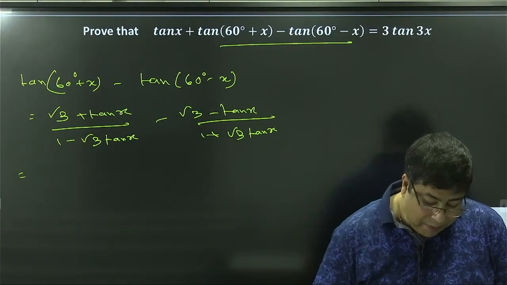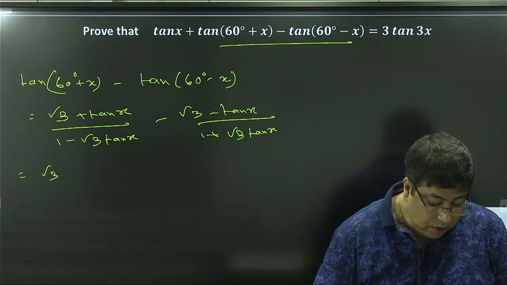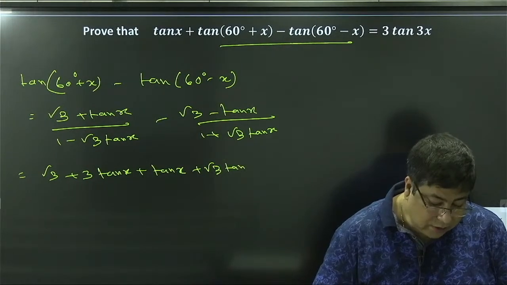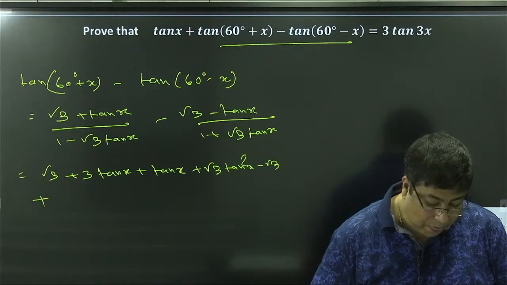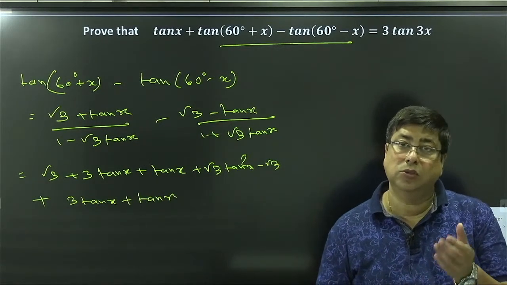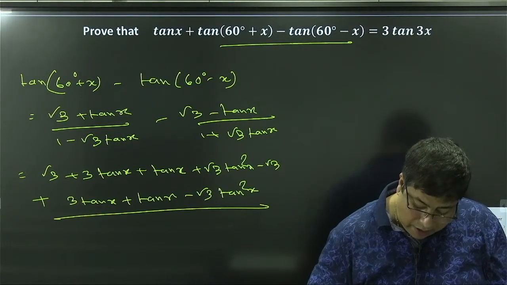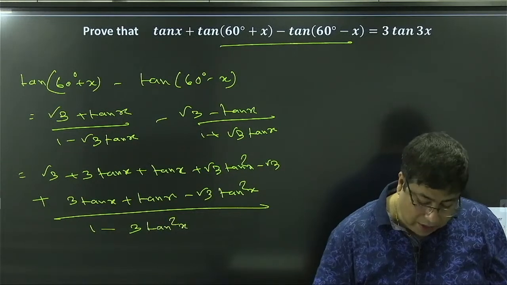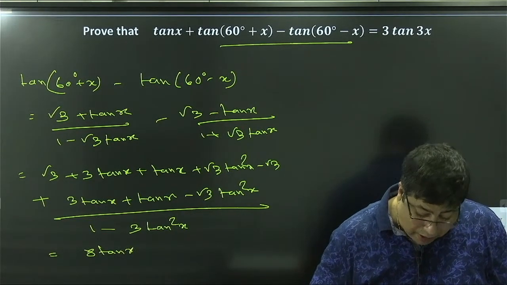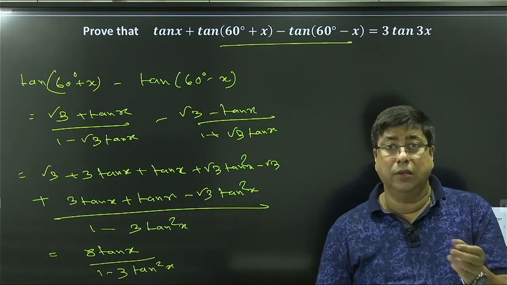If I do the LCM, simple cross multiplication, what are we getting? Root 3 plus 3 tan x plus root 3 tan square x minus root 3 plus 3 tan x plus tan x. Just simple multiplication, you do it on your own. I am doing it on my own. Minus root 3 tan square x, total divided by 1 minus 3 tan square x. Every term is getting cancelled, and we are getting 8 tan x by 1 minus 3 tan square x. Simplifying these two, we get this.